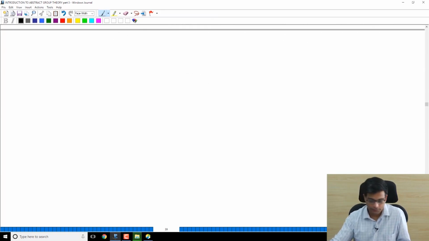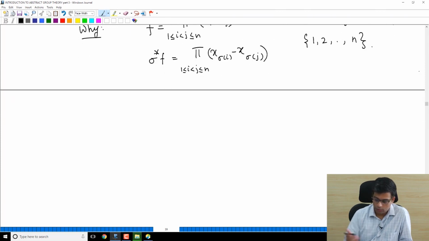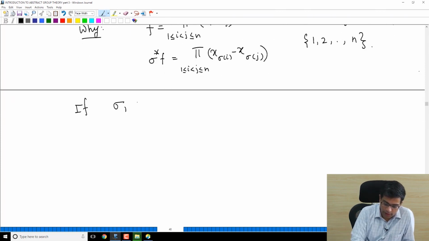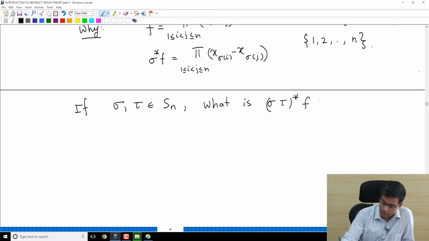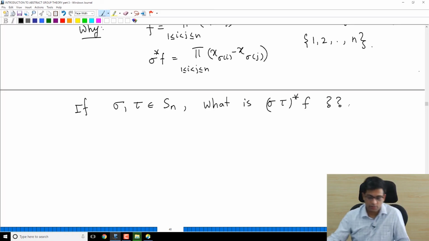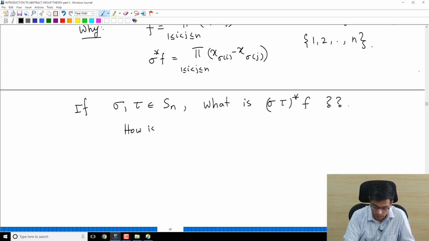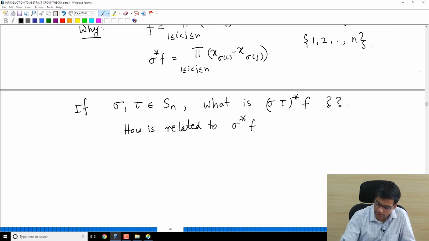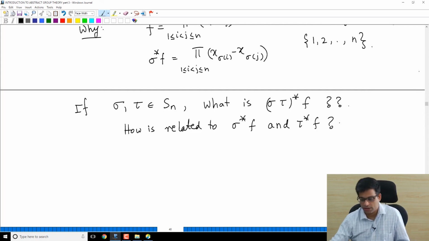Next I want to do, if sigma and tau are in Sn, what is sigma tau star f? This is my next question. Sigma tau is another permutation, right? So I can apply star to it. How is it related to sigma star f and tau star f? I want to understand how it is related to these.